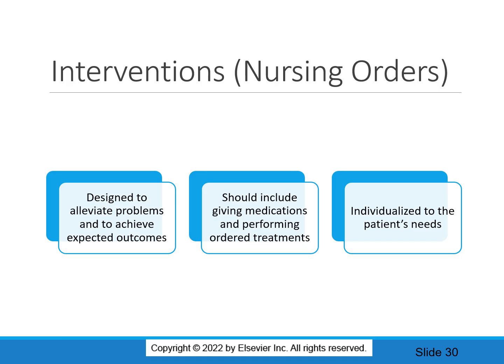Which interventions require an order from a primary care provider? Which interventions fall within our licensure to practice? And what is the specific rationale for each intervention? Interventions listed should include giving medications and performing ordered treatments.